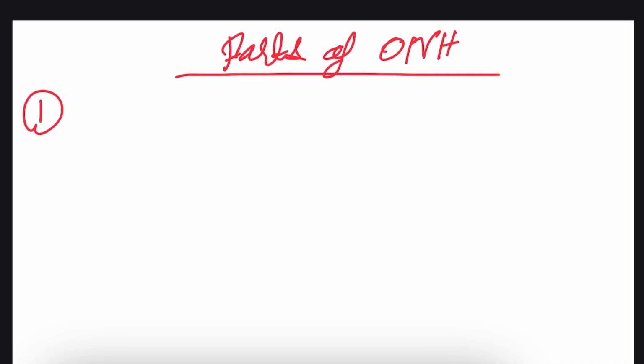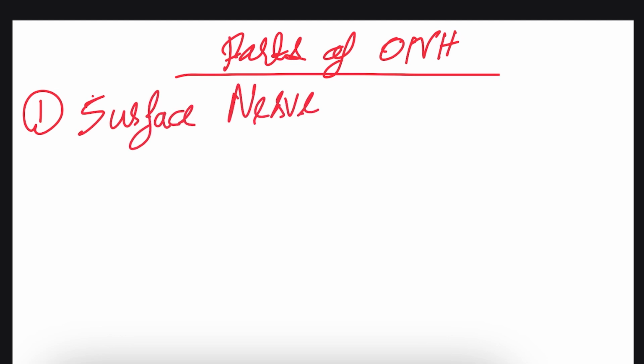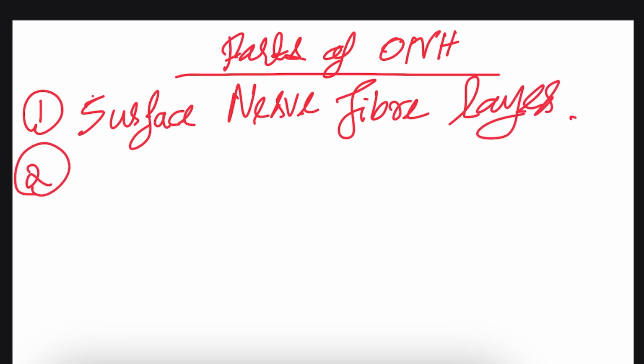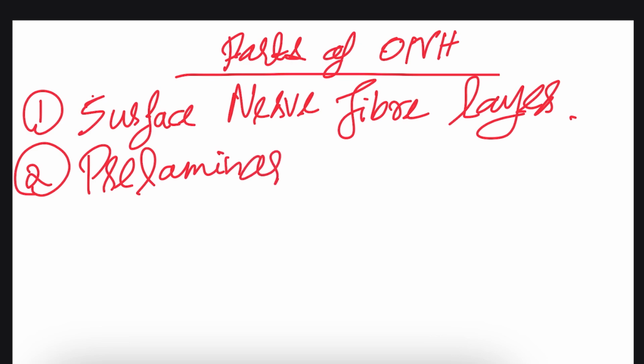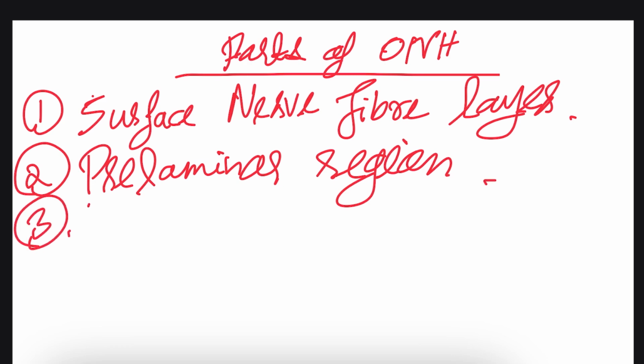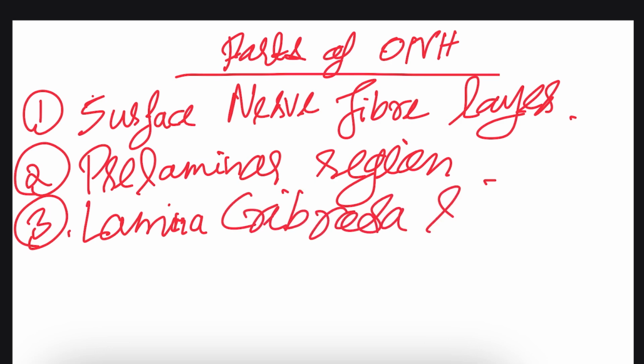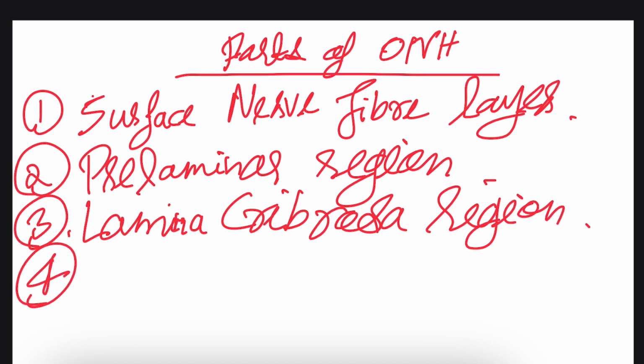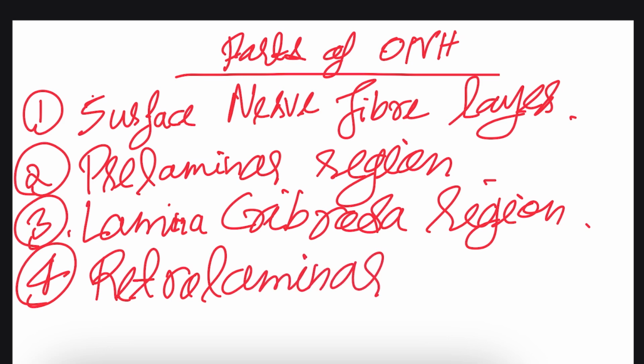The first layer of the optic nerve head is the surface nerve fiber layer. The second layer is known as the prelaminar layer or the prelaminar region. The third one is the lamina fibrosa region. And the fourth one is the retrolaminar region.